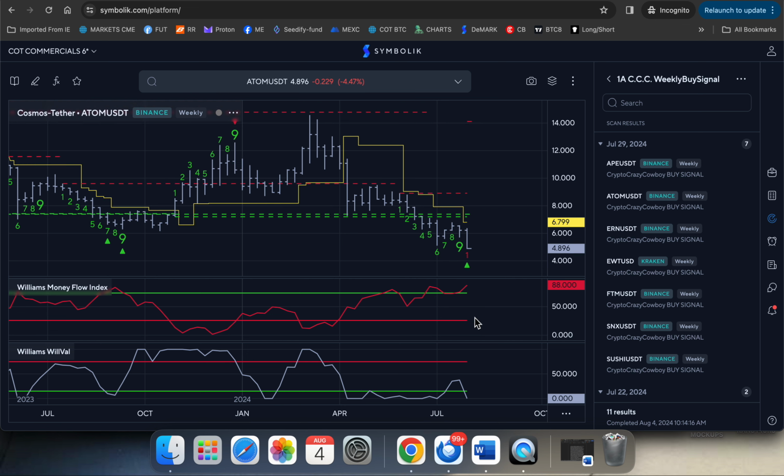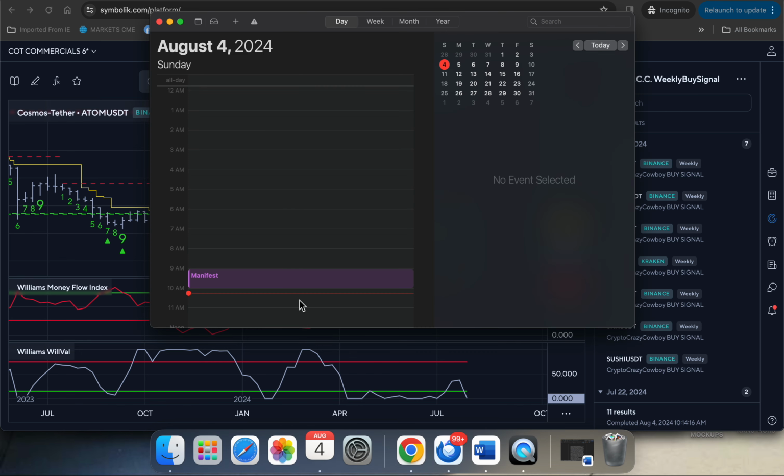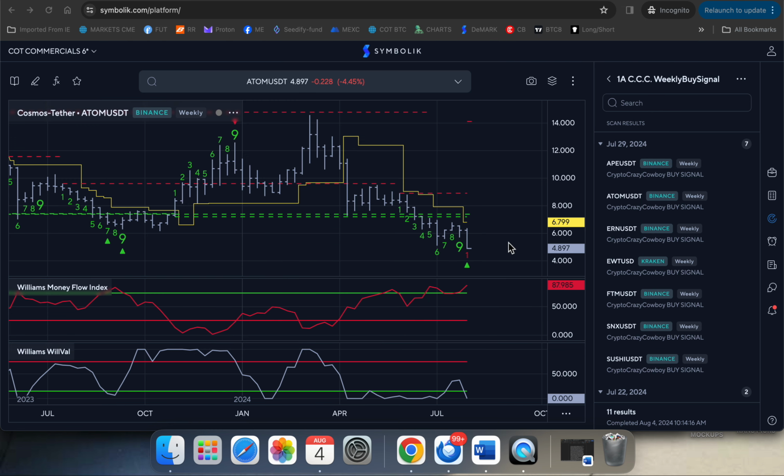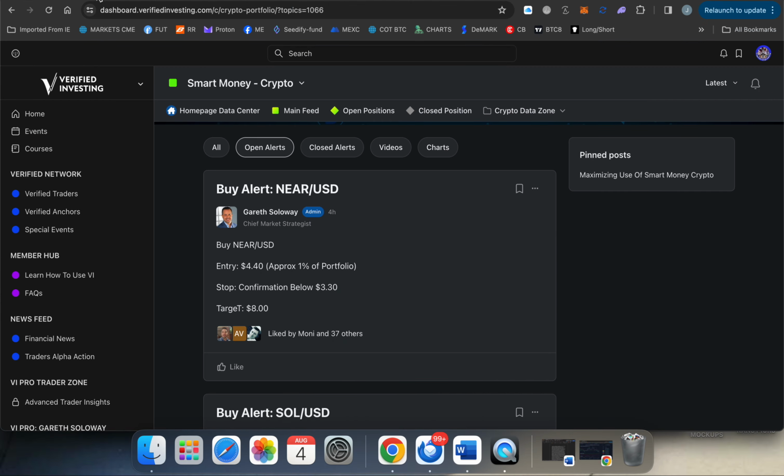Just because they're set up on a weekly doesn't necessarily mean to buy them right now. You could, theoretically. I wouldn't go all in. I'd dollar cost average, maybe buy half at the end of today, Sunday, August 4th. But what I like to do is wait and let those get above a 9-day moving average.